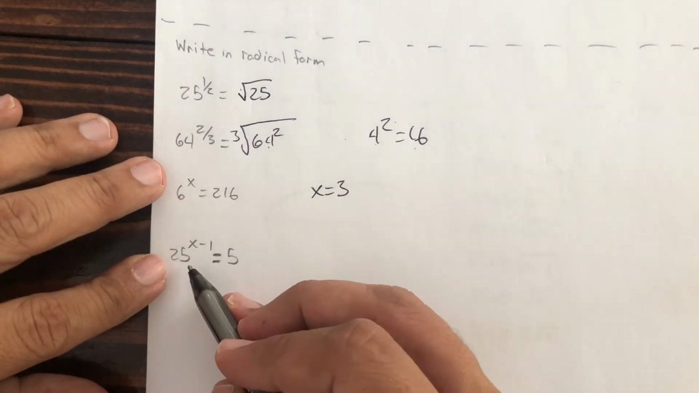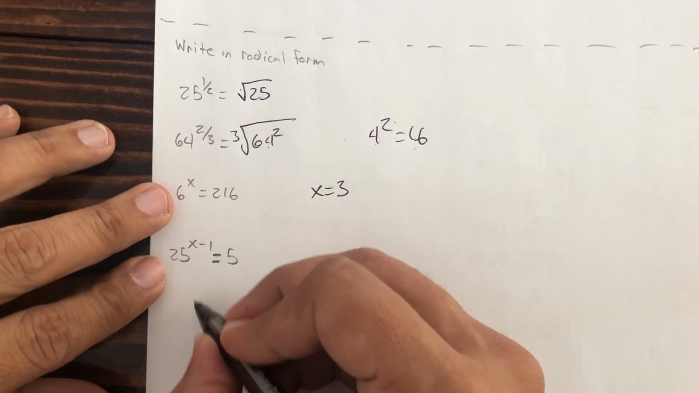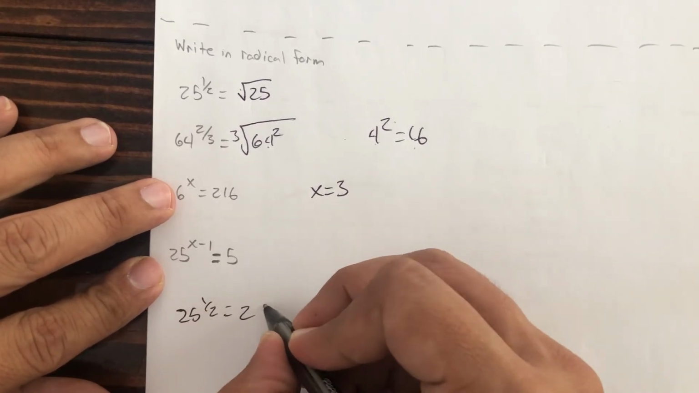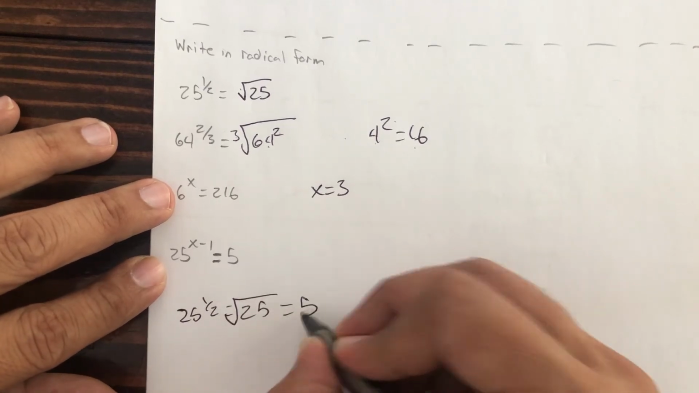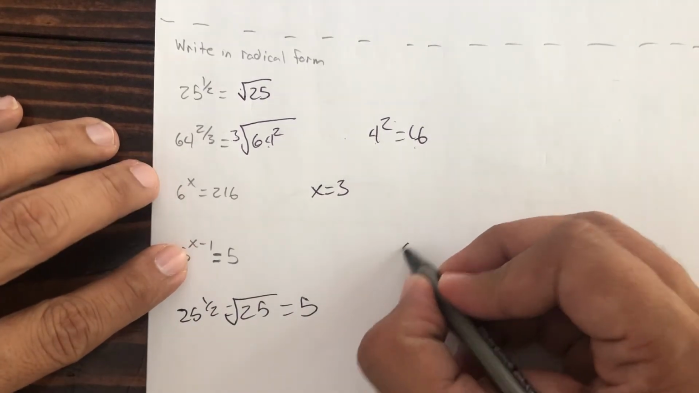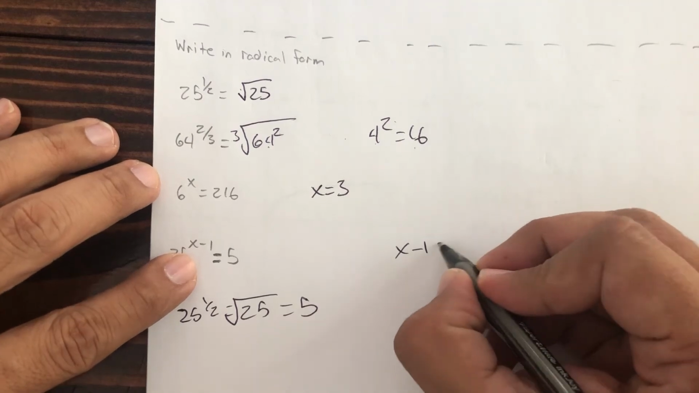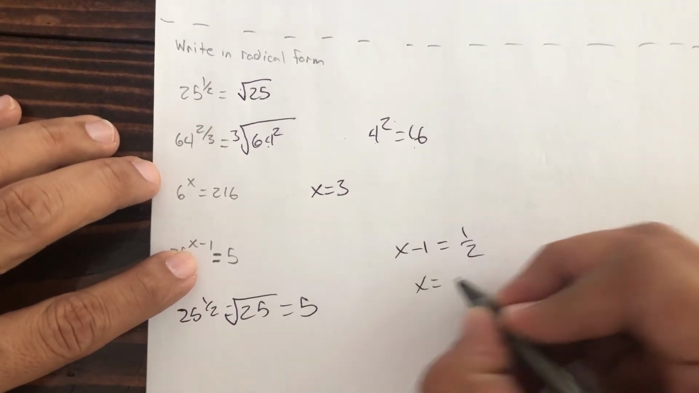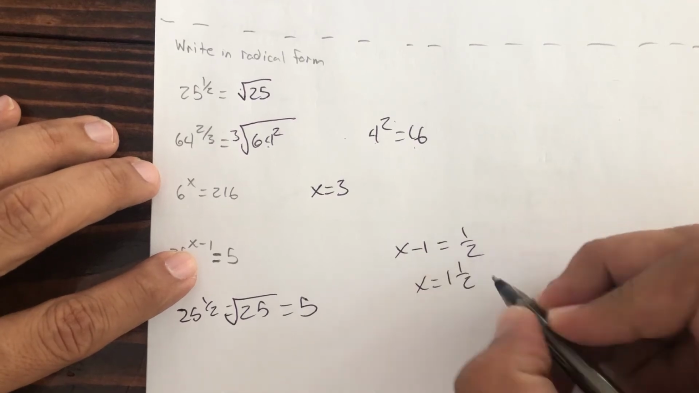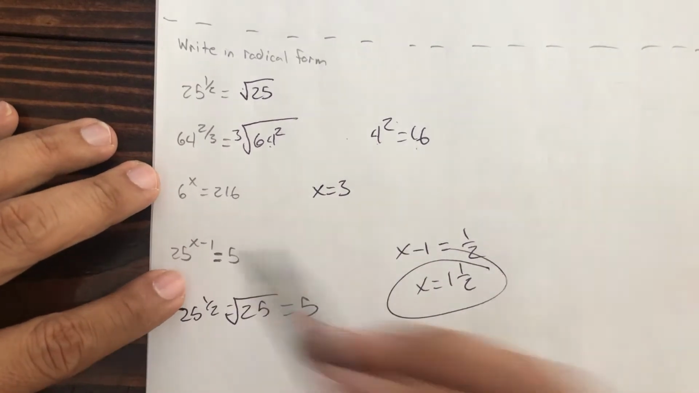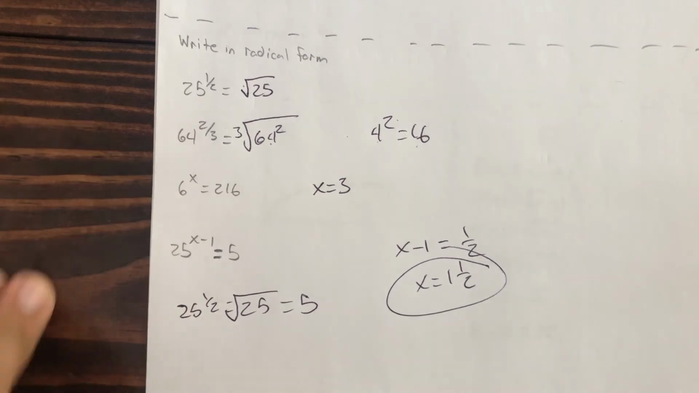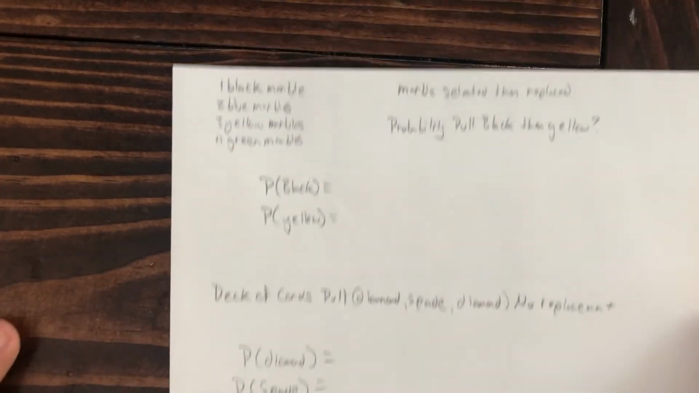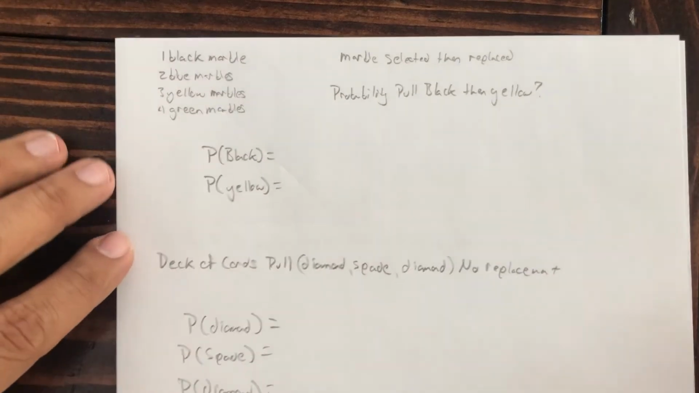Here, I know that the square root, which is 1/2, 25 to the 1/2, which is the same thing as 25 square root, is 5. Which means this x minus 1 up here, the exponent x minus 1, has to equal 1/2. So I'm going to add 1 to both sides, and x equals 1 and 1/2. And there's my solution for x. What does x have to be? 1 and 1/2. Okay?